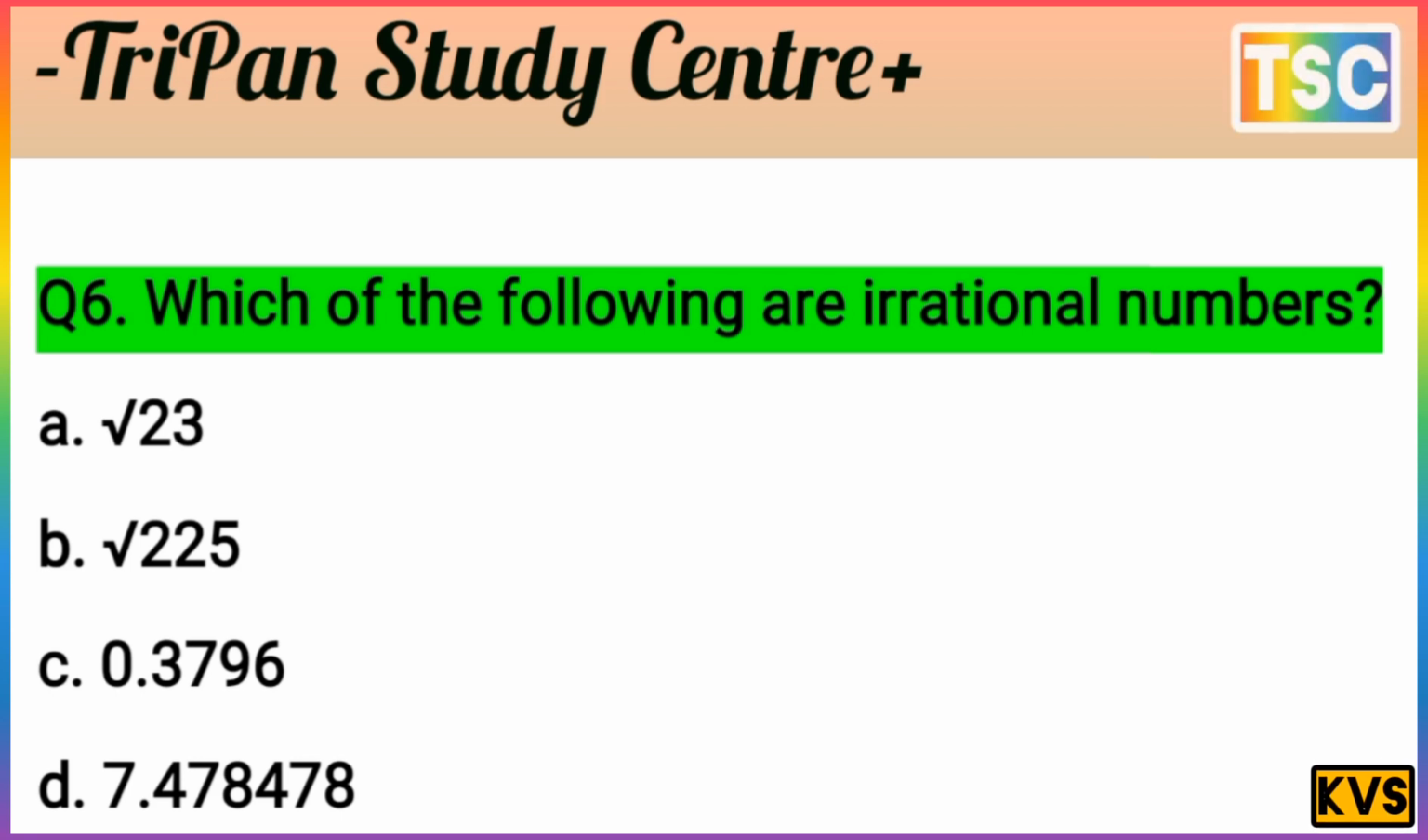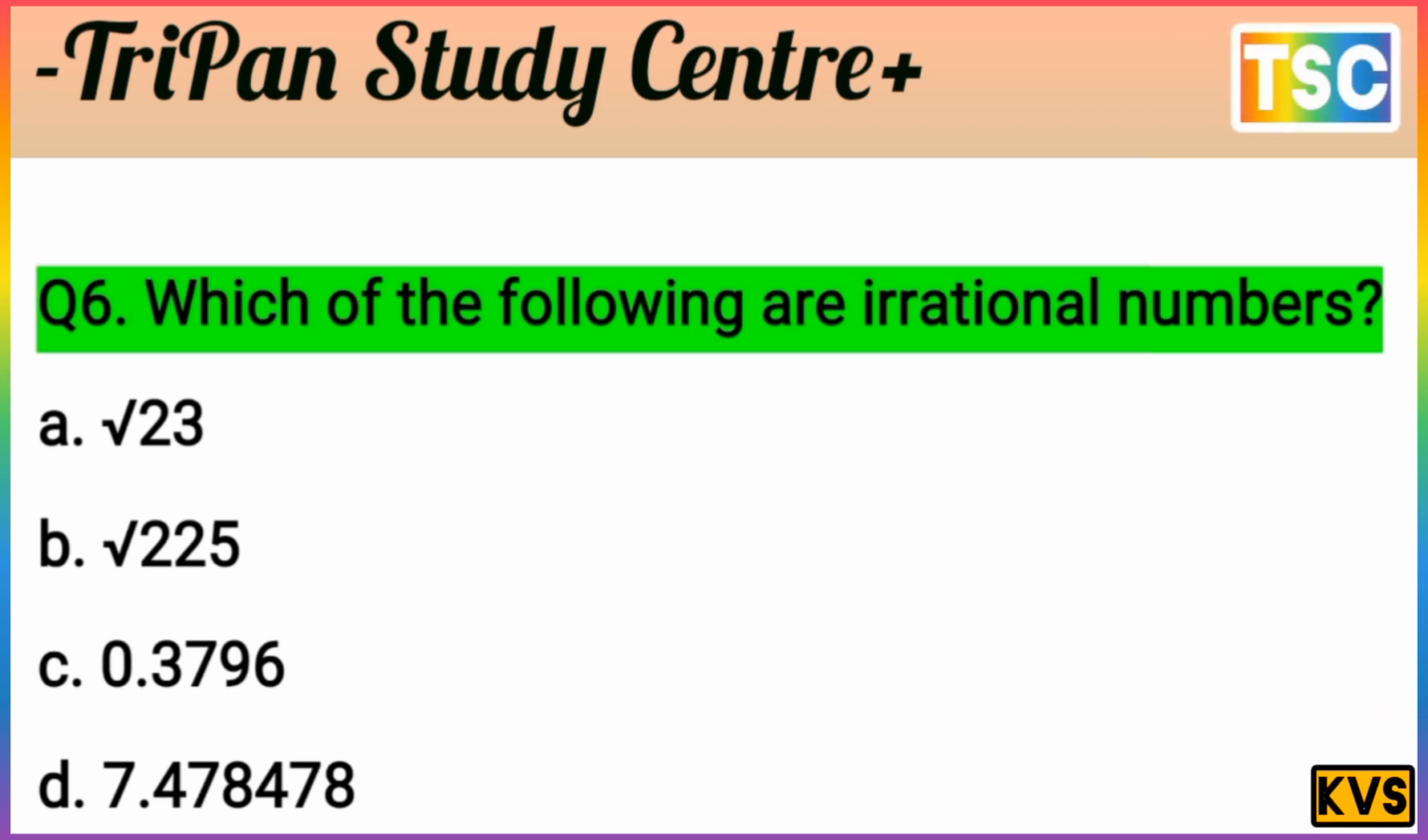A is under root 23, B is under root 225, C is 0.3796, and D is 7.4748478. That's important. But first of all, think: what is the irrational number here? I give you a few seconds. You must have thought of your answer. Let's see what the answer to this question is.